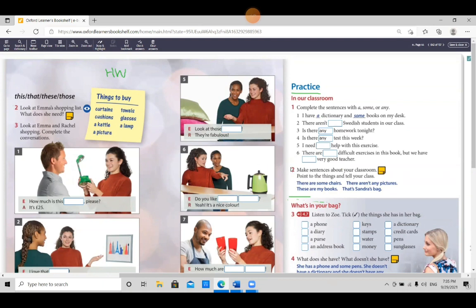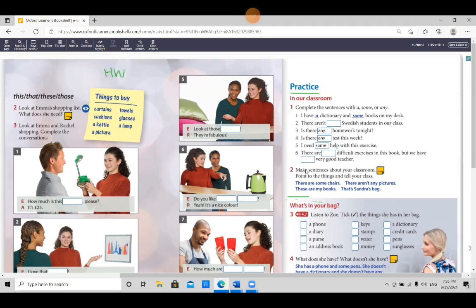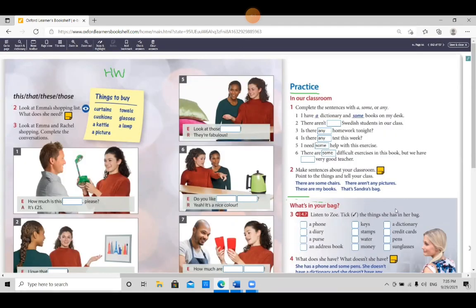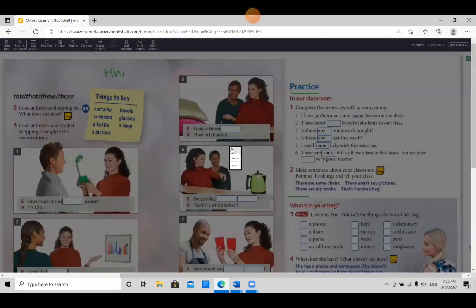Okay, Suha. I need some help with this exercise. Very good. So I need some help because help is uncountable. We use some. We cannot use a because it is not one singular noun. Number 6. There are some difficult exercises in this book, but we have a very good teacher. Very good.